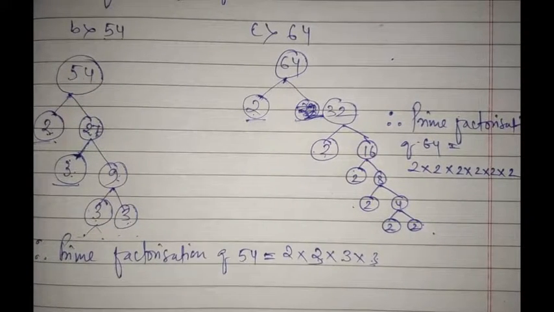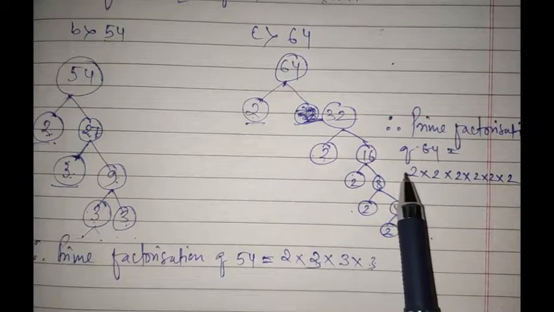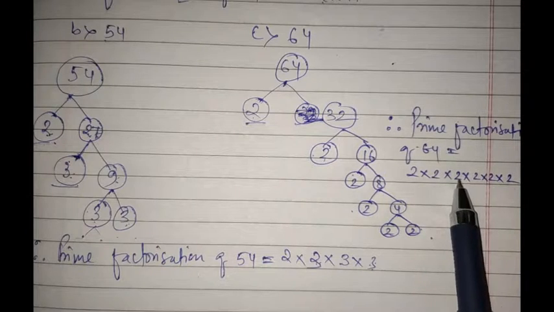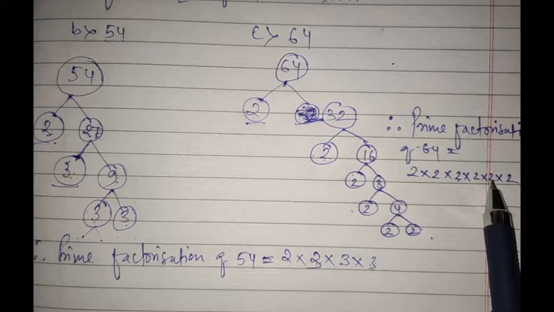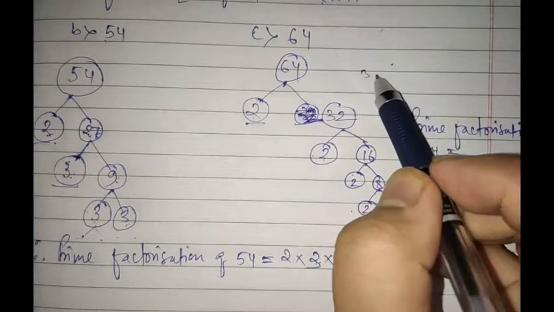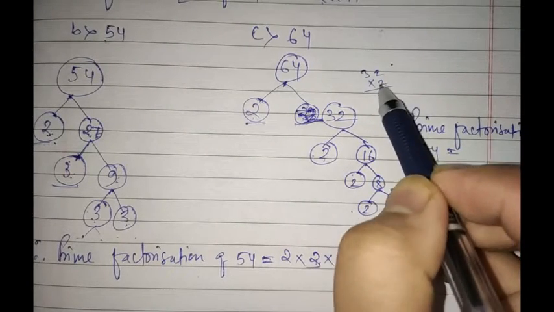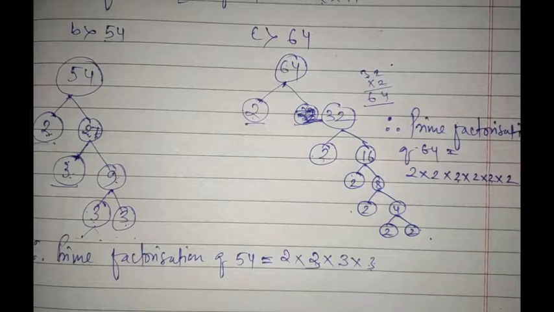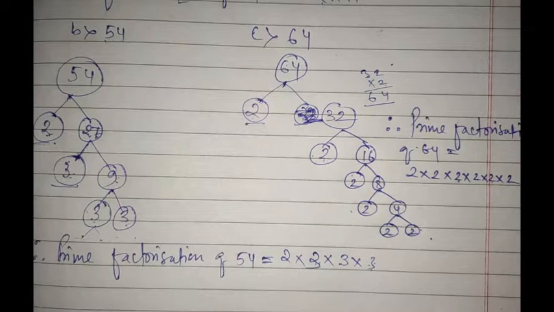So just check whether it is correct or not by multiplying: 2 times 2 is 4, 4 times 2 is 8, 8 times 2 is 16, 16 times 2 is 32, 32 times 2 is 64. Alright, just check it out. Yes, we got 64, right? So this is another way to do it. This is the process of finding the prime factorization using a factor tree.